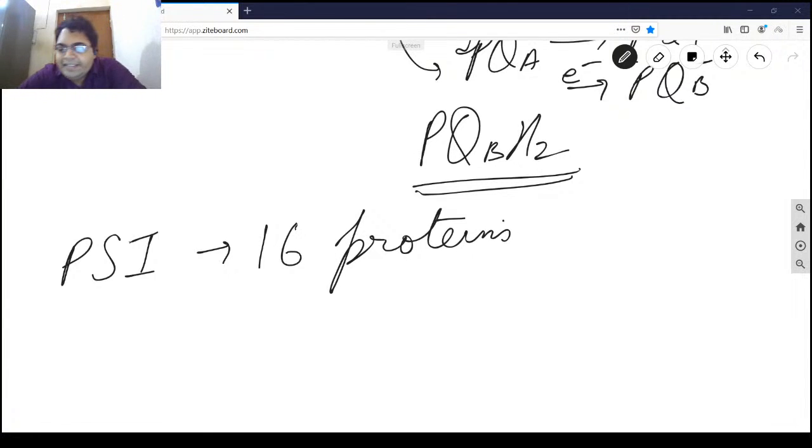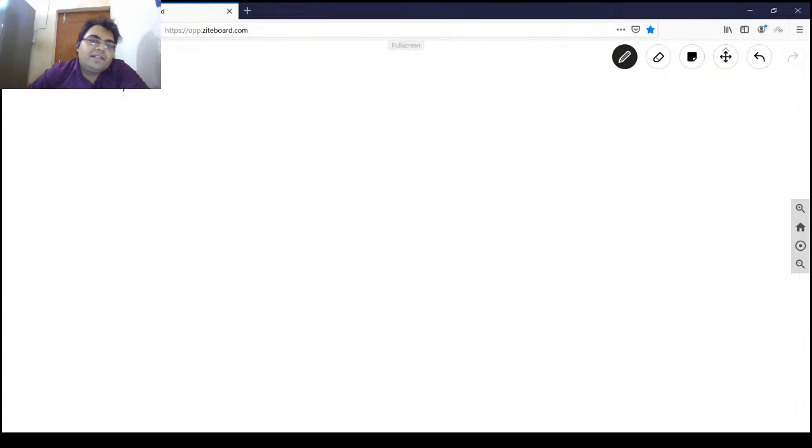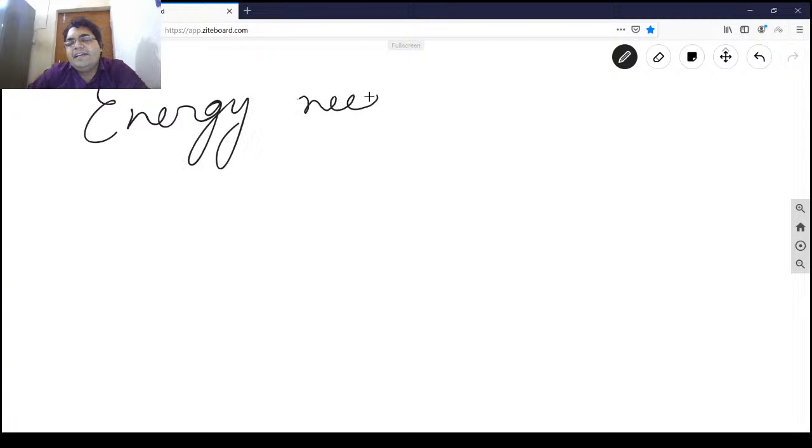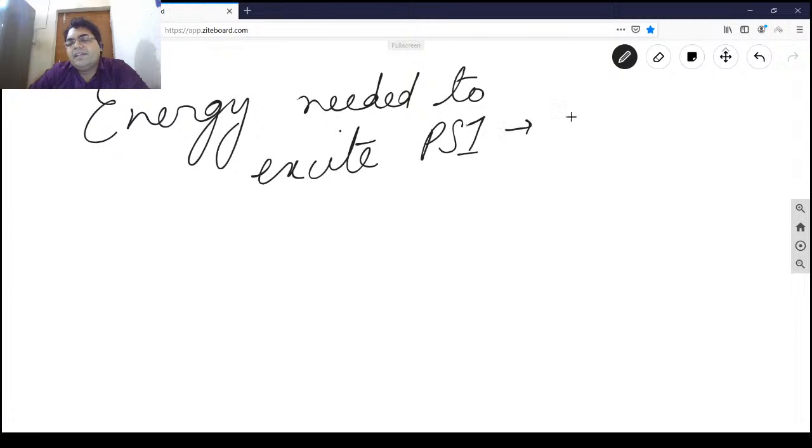Now you see, the energy needed to excite PS1 is 700 nm, a longer wavelength. Just put your concentration here: the energy needed to excite PS1 is 700 nm, which is a longer wavelength, right?